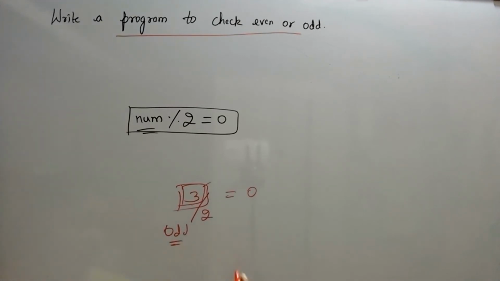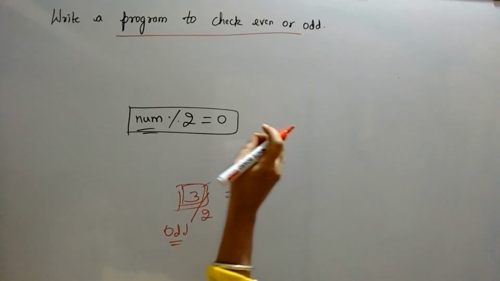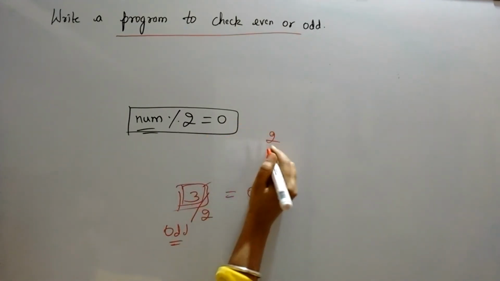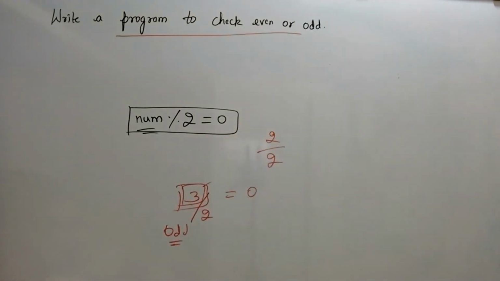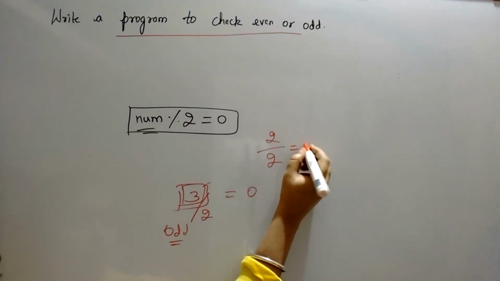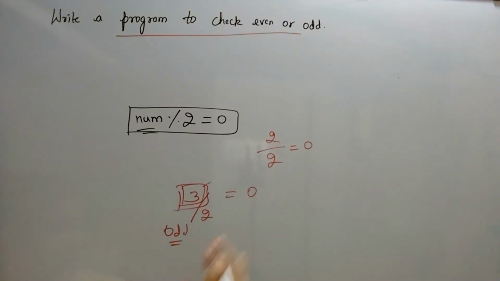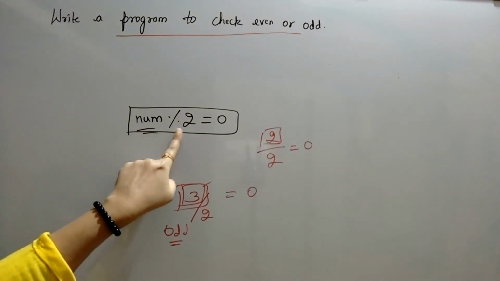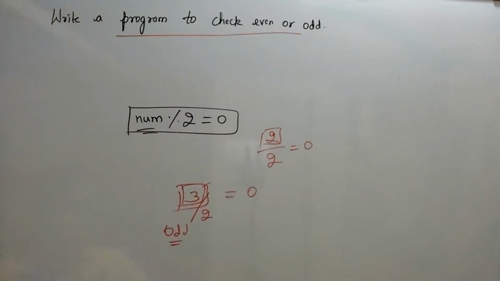So if I enter the value 2, how to check whether it is even or odd? I am going to divide this number by 2, and if I get the remainder as 0, then the entered number is even, right? That is what num mod 2 is equal to 0. This is the condition we have to check.